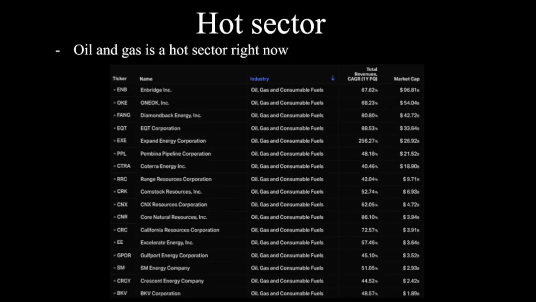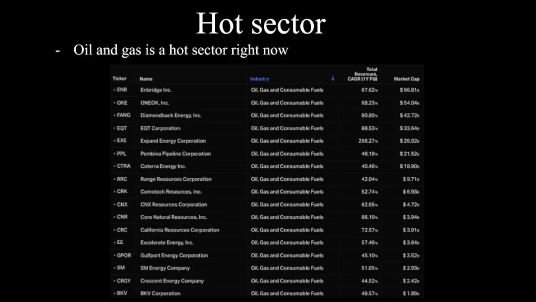So at the top, we have a company called Enbridge, which is growing 68% year over year and has a market cap of 97 billion. And going down the list of market cap, we can see there's a whole lot of other companies growing faster than 40%. This isn't even the full list as well. There was more companies that were lower market cap in the oil and gas sector.